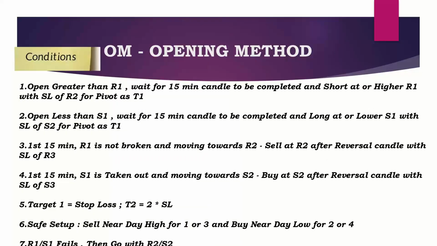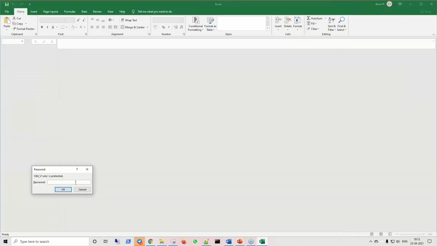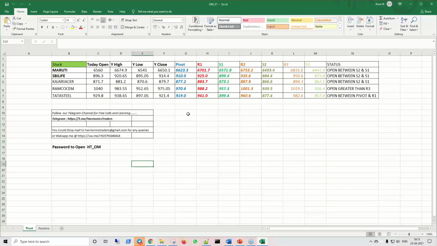Okay, we'll get started with the Ohm method. So these are the conditions. Okay, so I'll just open an Excel for you. This Excel is password protected, Ohm underscore V1. The password to open this Excel is HT underscore Ohm.